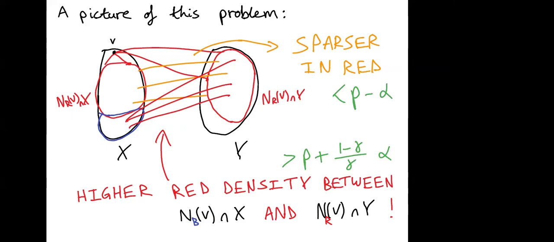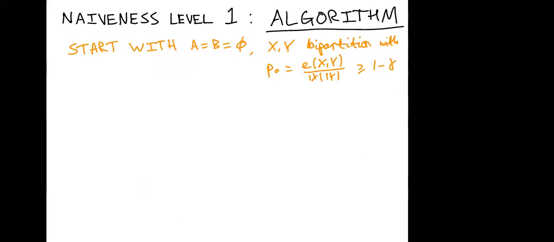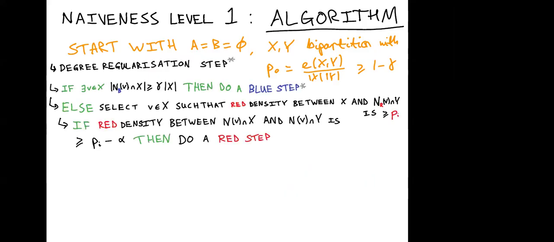In particular, if the sparser means you're less than p minus some alpha, then the denser means p plus this multiple of alpha, which is a bit like 1 over gamma. So it's a bit like 100 in this colloquial example, say. Okay, it's a bit too technical to go through in detail, but you can write down now your algorithm for how to do your choices.